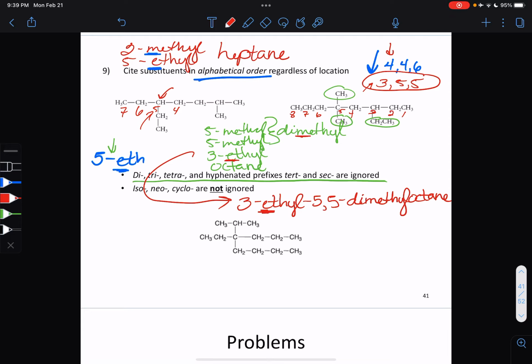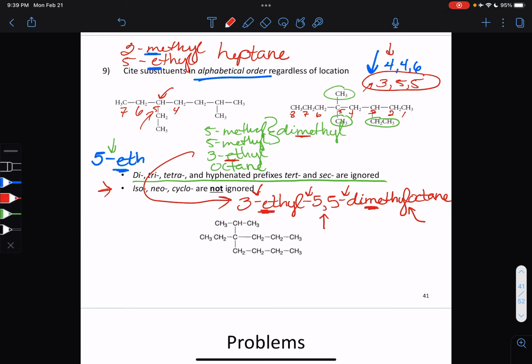So the E comes before the M. And remember, between a number and a letter, you have hyphens. And between numbers, you have a comma. And between the last branch and the parent right here, there is no space. Okie dokie, smokies.